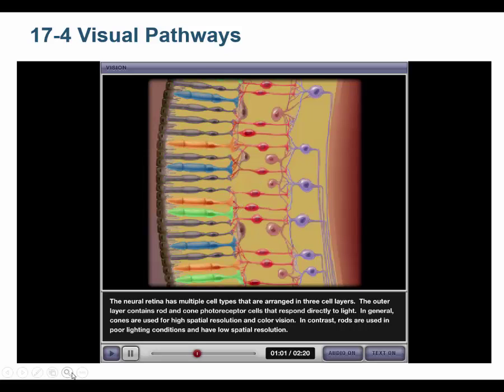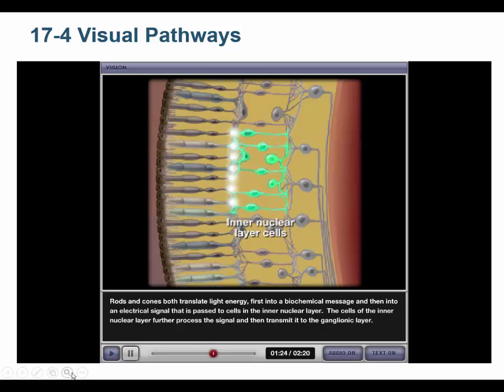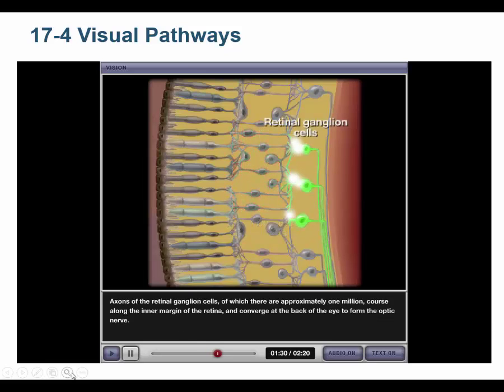In general, cones are used for high spatial resolution and color vision. In contrast, rods are used in poor lighting conditions and have low spatial resolution. Rods and cones both translate light energy first into a biochemical message and then into an electrical signal that is passed to cells in the inner nuclear layer. The cells of the inner nuclear layer further process the signal and then transmit it to the ganglionic layer.